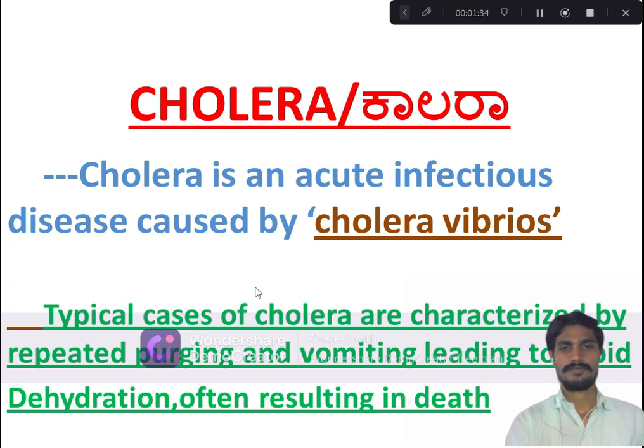Next, you can see the typical cases of cholera are characterized by repeated purging and vomiting leading to rapid dehydration, often resulting in death. While the disease develops, what happens? It is characterized by repeated purging and vomiting, meaning there is repeated loose motion and vomiting. That leads to rapid dehydration, often resulting in death.